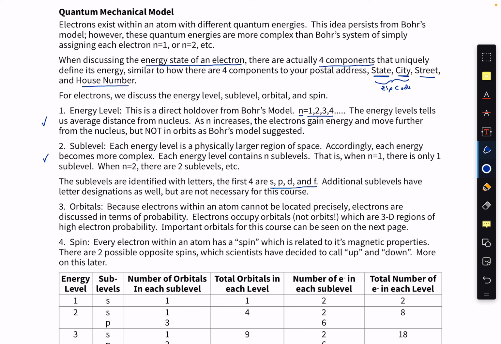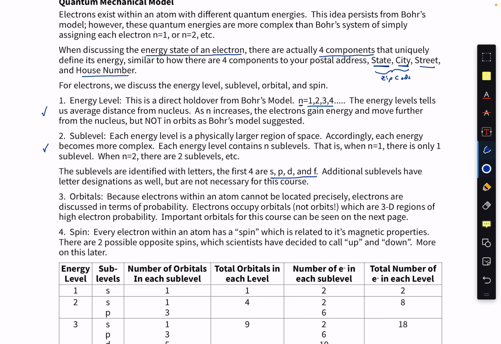In the fifth energy level, we get S, P, D, and F, and additionally we get more, but we're not going to go any further than that. So in the fifth energy level, there are 5 sublevels, but you only need to know the first 4, S, P, D, and F. In the 7th energy level, there are 7 sublevels, but you only need to know the first 4, S, P, D, and F. So hopefully that makes sense, and we'll come back to this idea if not.